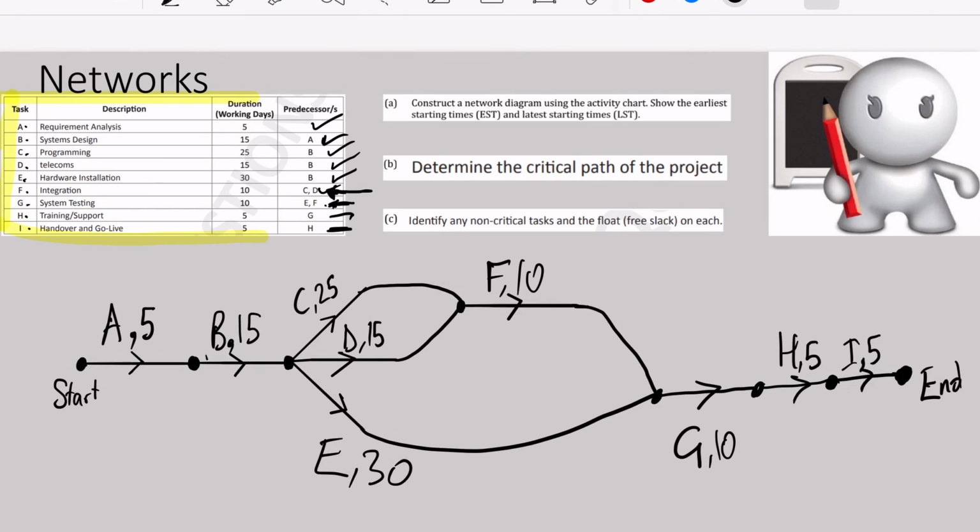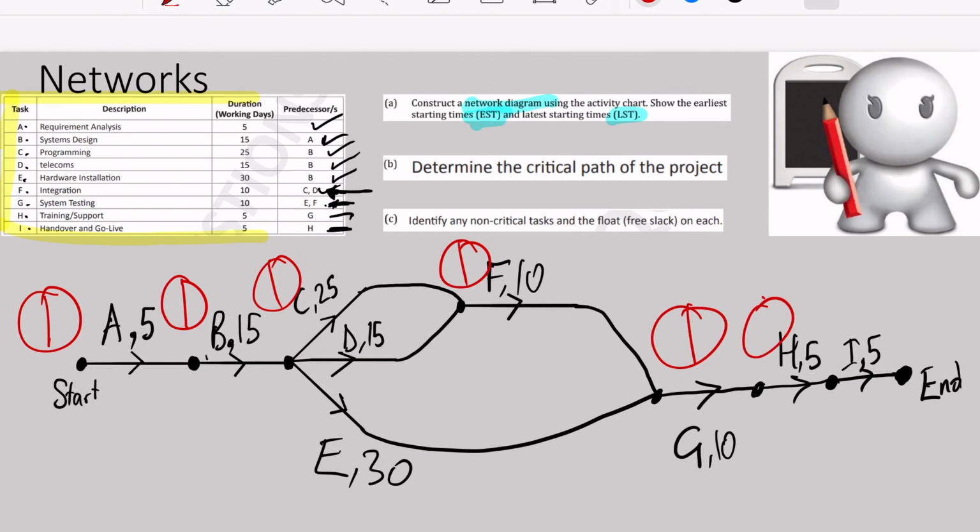Alright, that's a real skill that you need to have there. So have I answered the question? Well, it says construct a network diagram, which I have done, and then show the earliest starting times and the latest starting times, right here. So now at each vertex, we're going to be drawing these windows. Okay, and then we're going to do a forward scan and then a backward scan, right here.